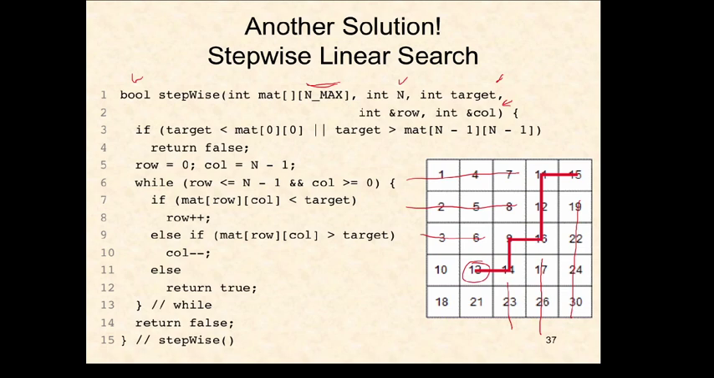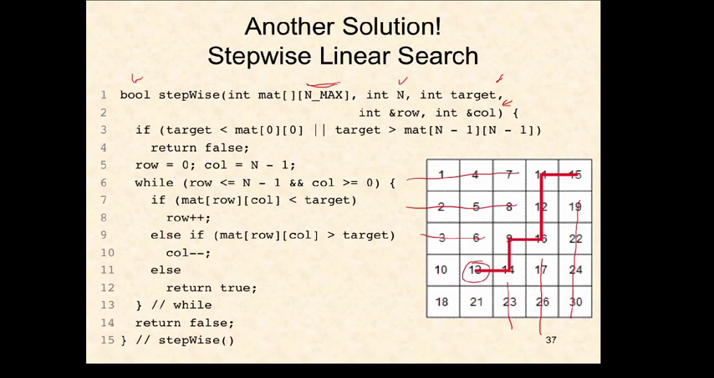When I'm done, if the Boolean is false, you're not allowed to look at the row and column because I gave up. I modified row and column all the way through, but if I return false, you're not allowed to look at those values. They don't make any sense. But if I return true, then the row and column variables that I've been modifying are the actual row and column of the value we're searching for.